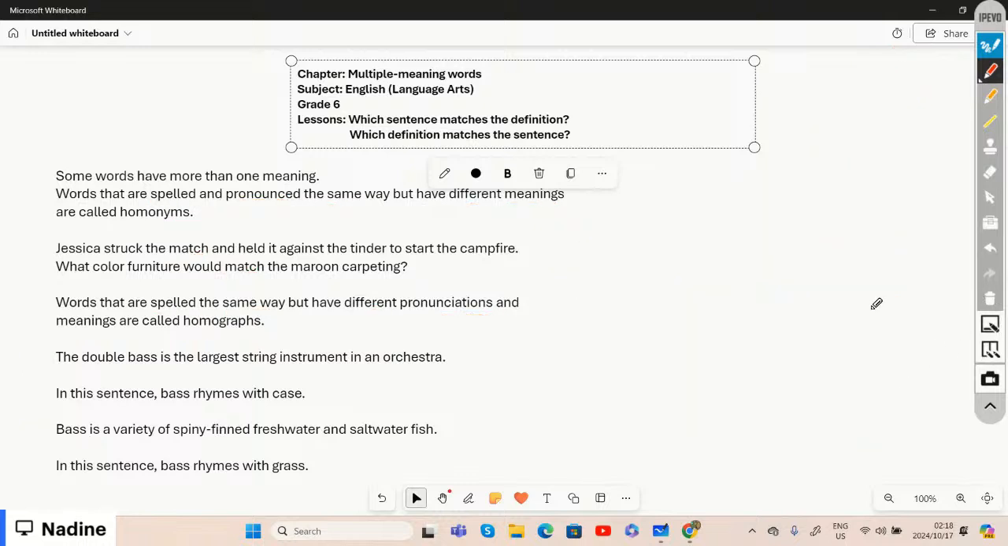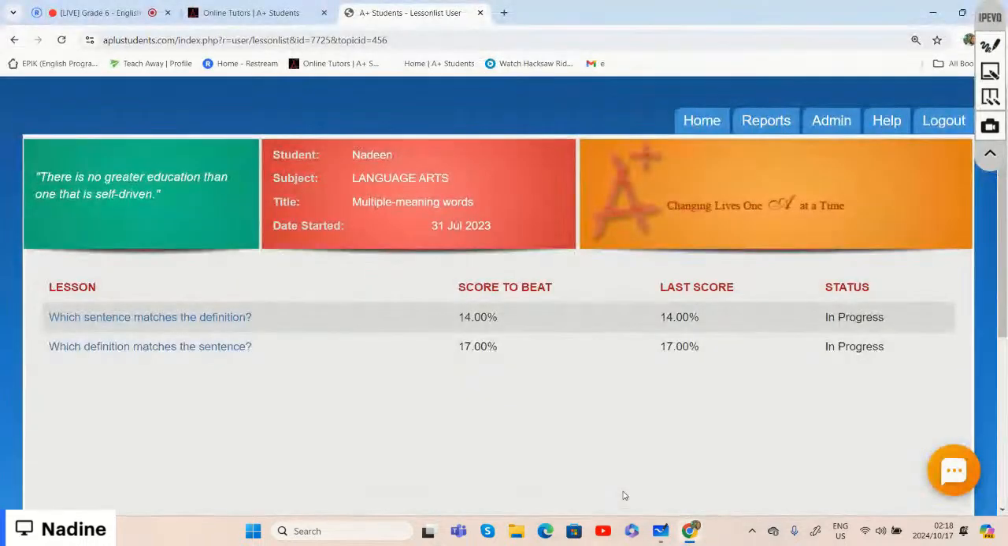Right? All right, so now we're going to a+students.ca. We are going to say which sentence matches the definition, and we're also going to say which definition matches the sentence.